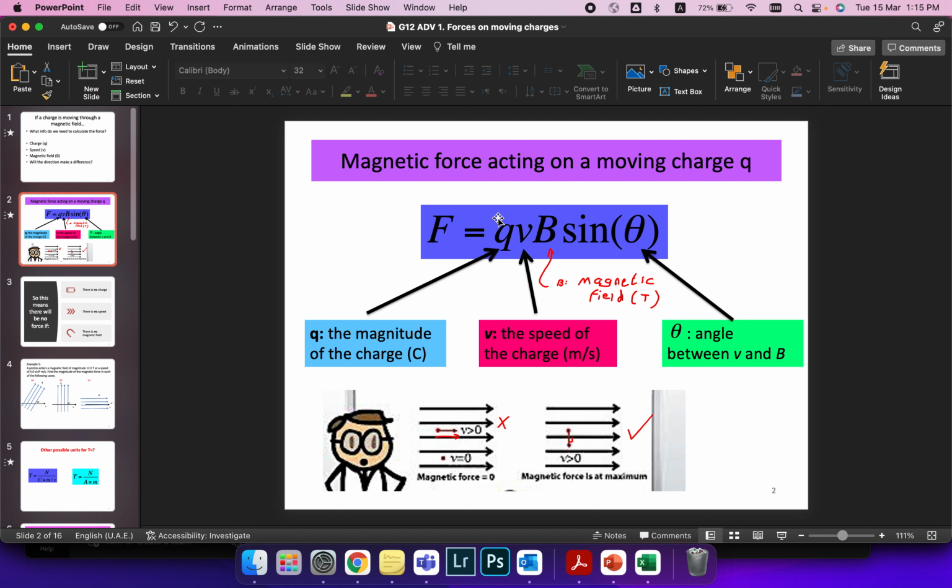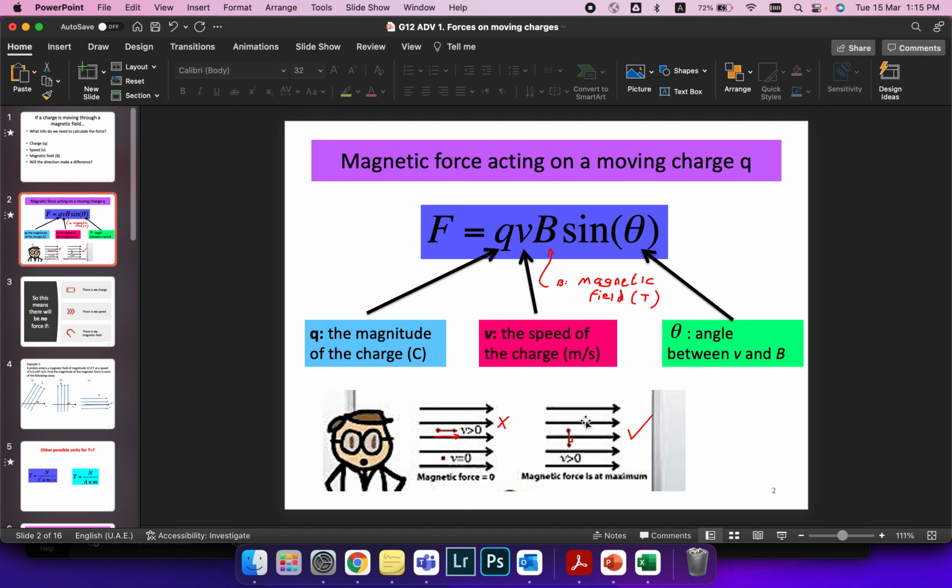F equals QVB sine theta. If it's perpendicular, sine of 90 is 1, so you can just ignore it. You can just write QVB only, because sine of 90 is 1, it doesn't make a difference. If it's parallel, that's a problem. If it's parallel, that means the angle is 0. The sine of 0 is simply 0. That means the whole thing, there will be no force.